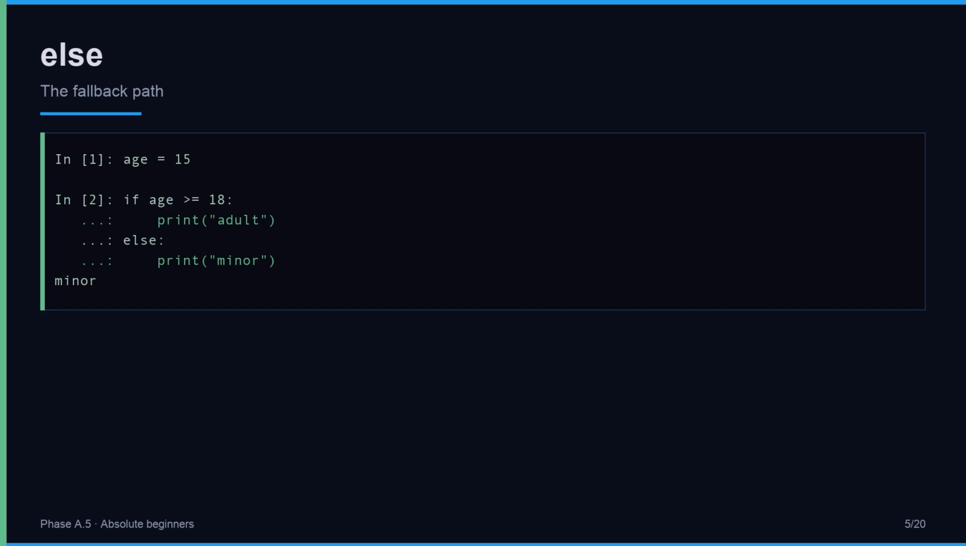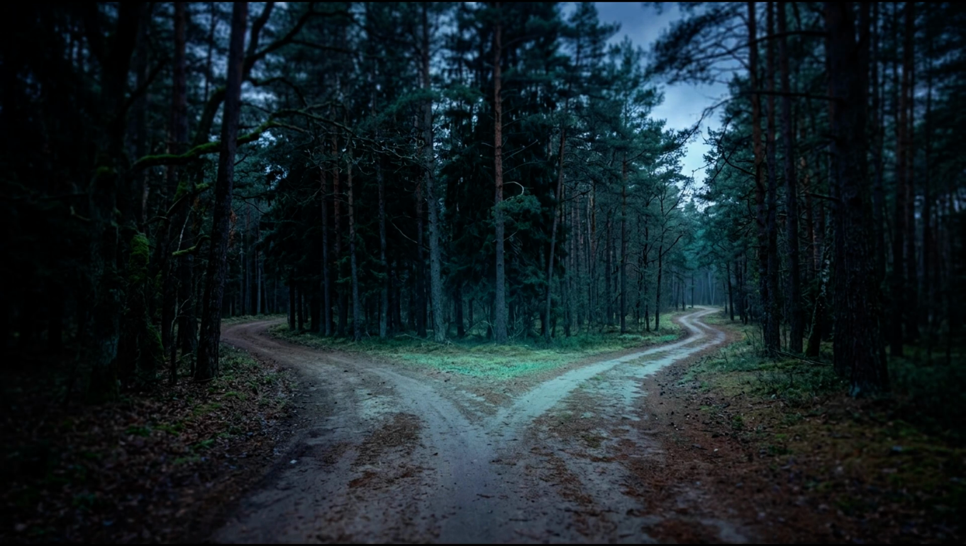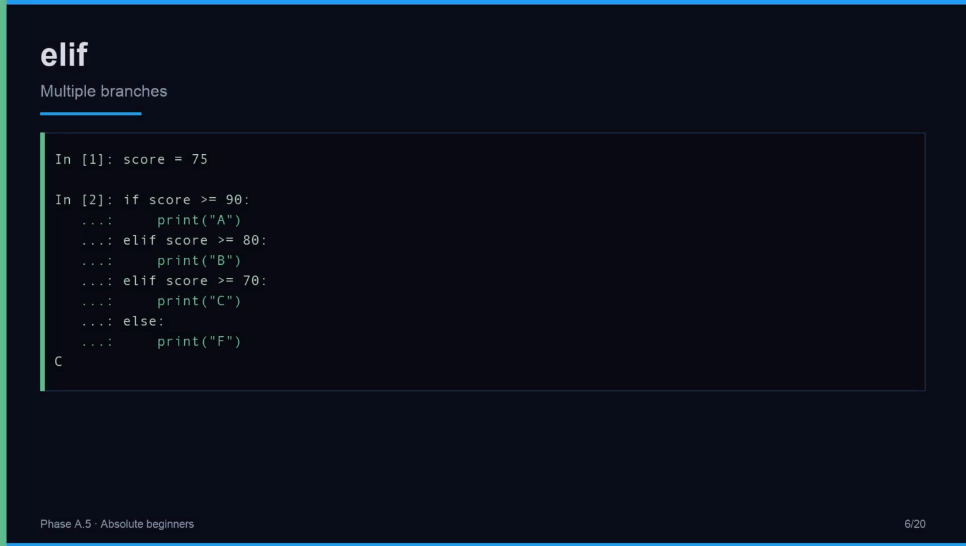The fallback path. Some choices have 2 sides. Yes or no. Adult or minor. Pass or fail. The if and else pair handles exactly this, 2 paths, 1 decision. 2 sides to every choice. Now elif, short for else if.